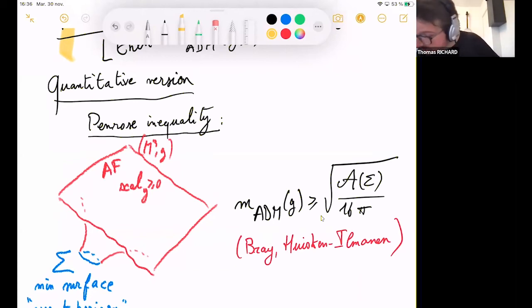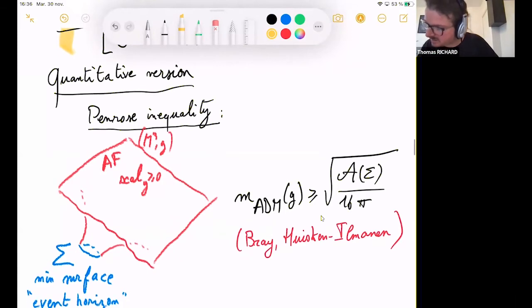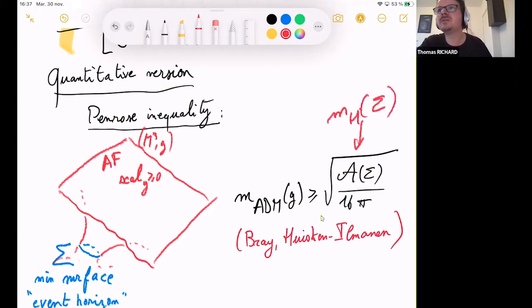Same hypothesis, and then it will tell you that, maybe there is something there. There's some kind of boundary here, and this is more or less the event horizon of a black hole. And so this is a surface in 3 dimensions. It's a minimal surface. We will explain what it is in a few minutes. This is also called the Hawking mass of the black hole Σ.